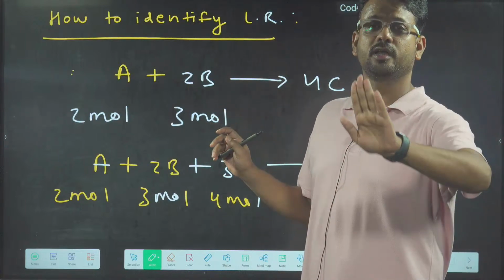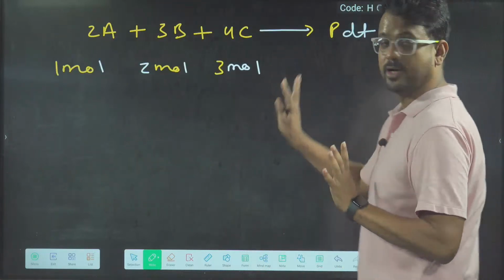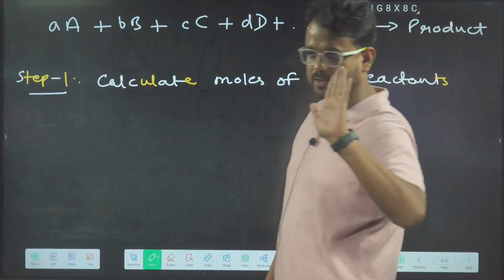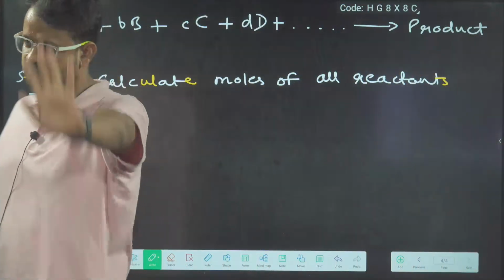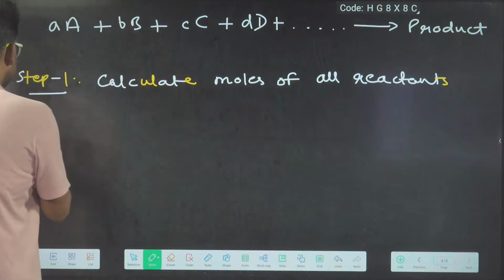But if moles are not given, and mass or volume is given, our first step would be to calculate the moles. So the first step is to calculate moles of all the reactants. If they are directly given, very good. If not, then you will calculate it. Now, after this, step 2.